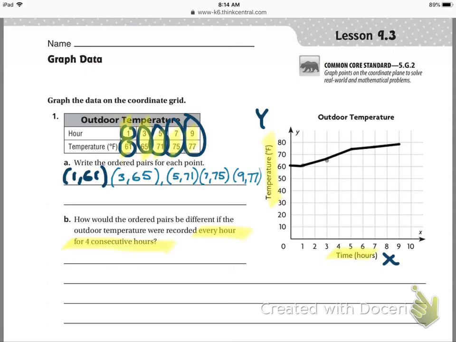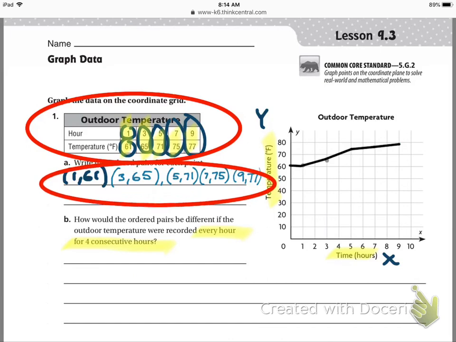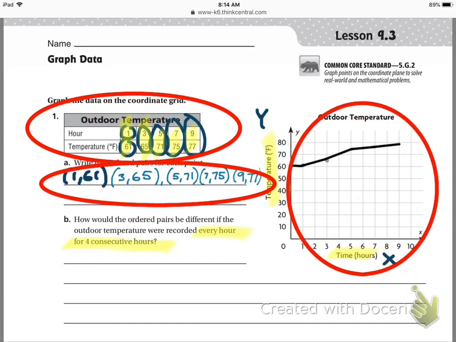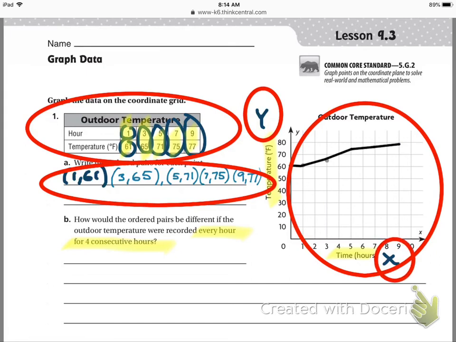All right, you guys, that's kind of all I got for you today. It's using data to graph ordered pairs and put them on a graph. Remember, the Y goes up, the X goes left to right, and ordered pairs are presented in parenthesis, number, comma, number, parenthesis, X first, Y second.